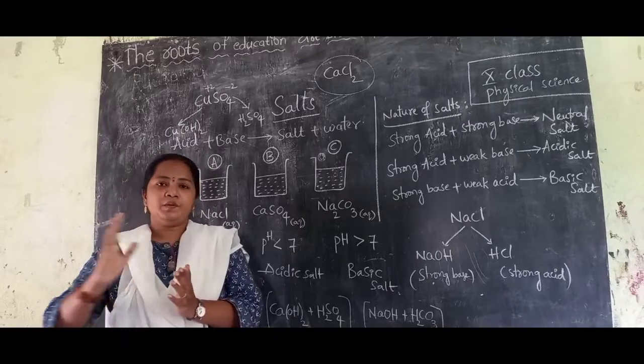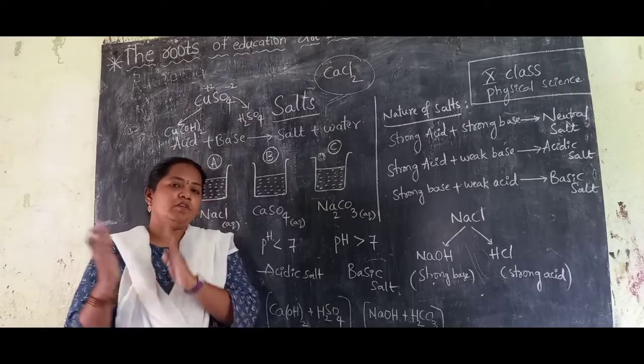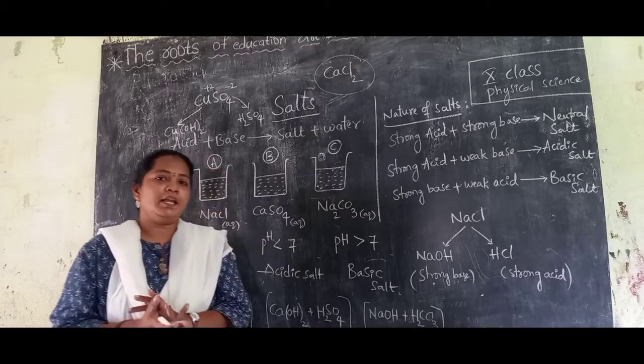Then 7 to 1, on the left hand side of the pH scale, values of 1 to 7 indicate that the substance is acidic in nature.